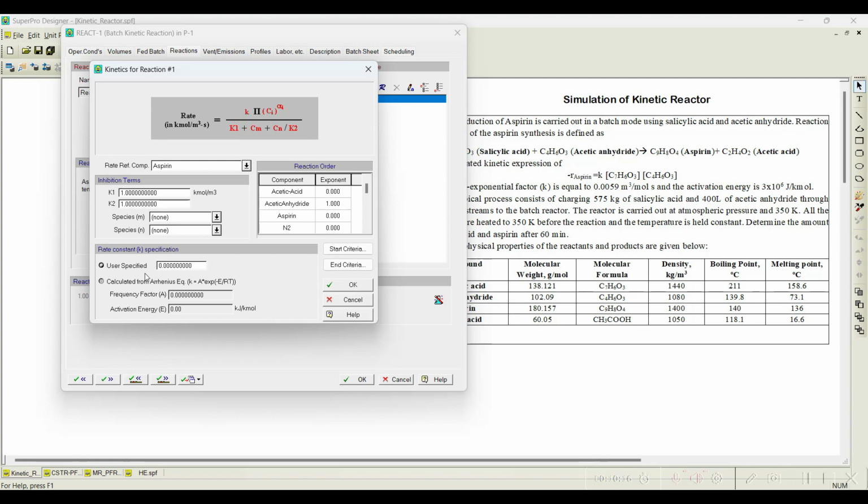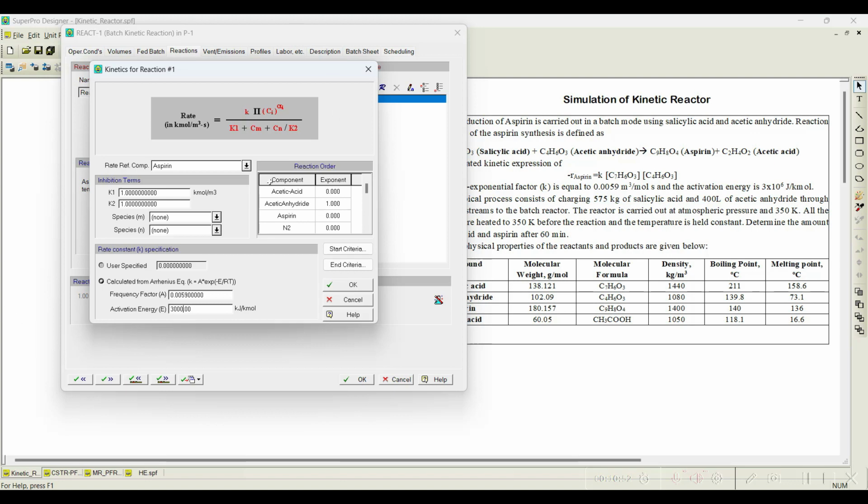But in this case the other information is given, like the kinetic expression, the Arrhenius equation. If the k value is directly given, you can add this particular k value. If not, then we need to feed the other given details. So in this case we need to select this one. The pre-exponential factor is given, that is 0.0059, and for the Arrhenius equation, the activation energy is given in kilojoule per kilomole, but the unit available here is different. So instead of 3 into 10 raised to 6, I will make it 3 into 10 raised to 3, that is I will add 3000.